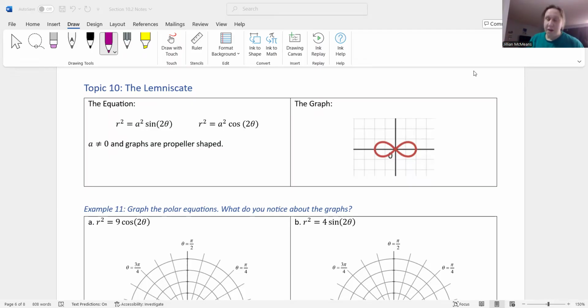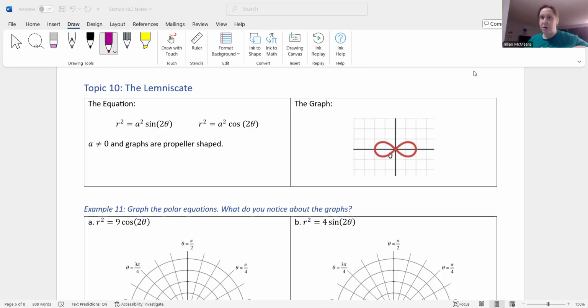So anyway, this type of graph, you can differentiate it from the others right off the bat because we have r squared and we have an a squared. So when you see the squared stuff, lemniscate, okay? The graph is kind of like a propeller. It looks sort of like an infinity symbol. The equations are r squared equals a squared times sine of 2 theta, and r squared equals a squared times cosine of 2 theta. A cannot equal 0. Again, the graph is going to be this propeller shape.